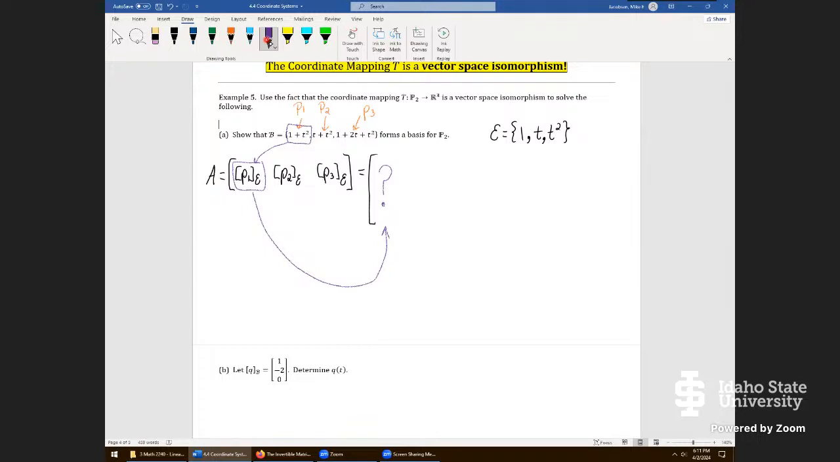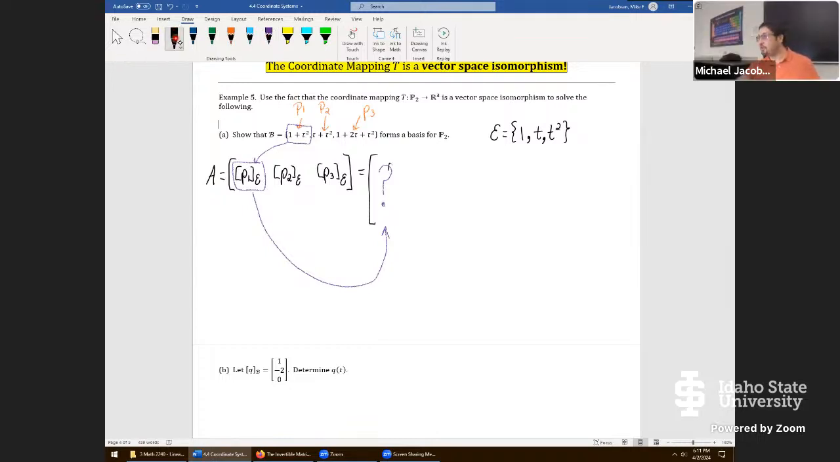One and one. Good call. This is going to be 1 and 1. So it should go, oh, didn't mean to scribble on it. Let me fix this again. We have a 1 coming from the constant term here. There's no term involving t, so we do throw a 0 in. But then the coefficient for t squared is a 1, so we go 1, 0, 1. So that's our first step.